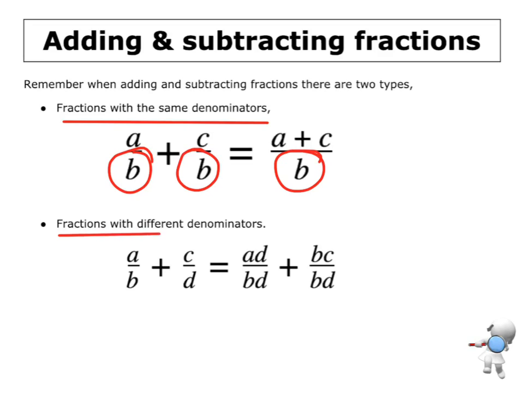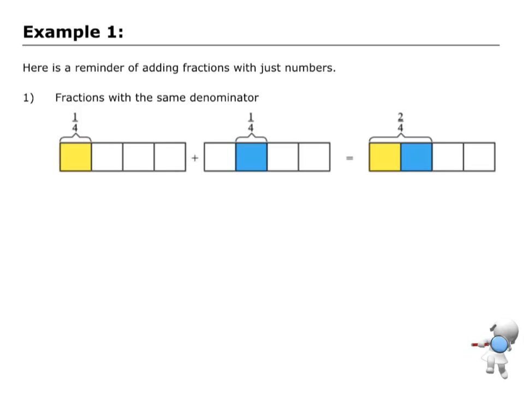The second type was when we had different denominators. And so what we had to do in that case, so if I had a denominator of b and a denominator d, I had to find the common denominator, and therefore I had to multiply top and bottom by the same number. So these are the two different methods we dealt with numbers, and we're going to do the same things with algebra. So here's a reminder when we had it with numbers.